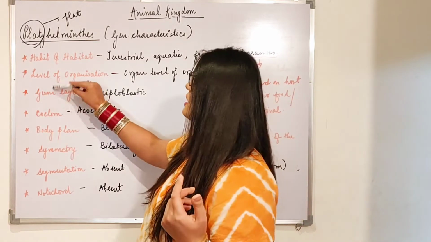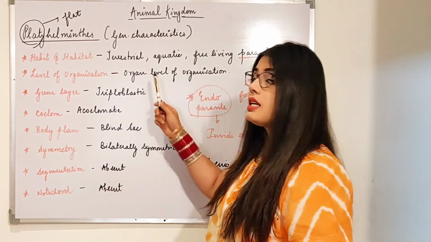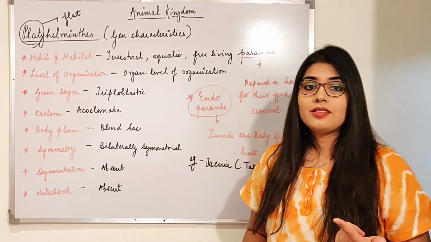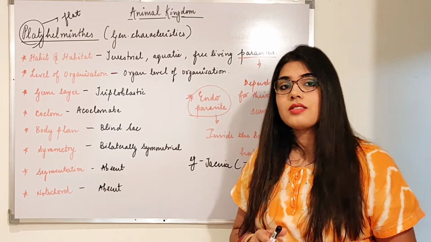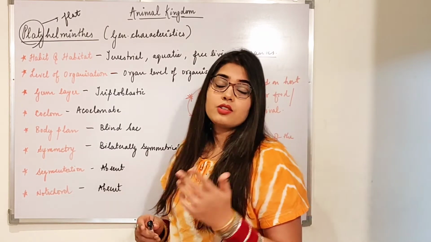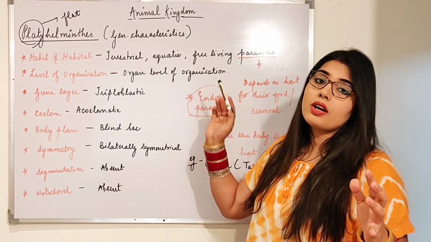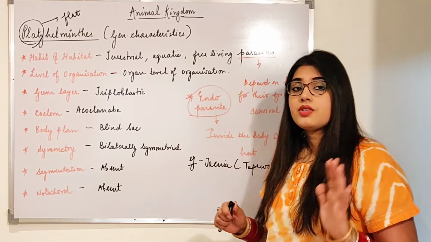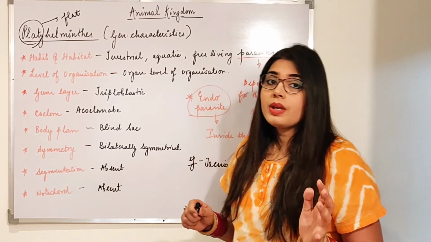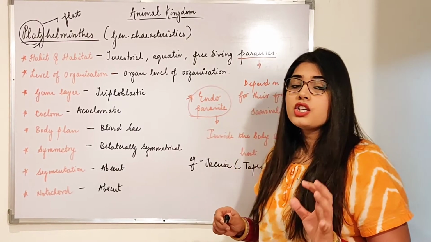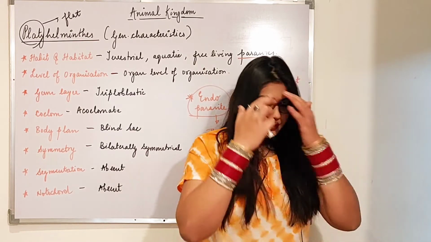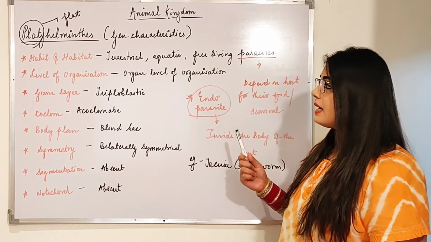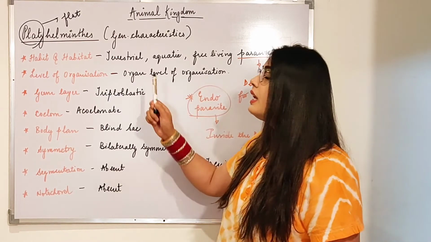Next is level of organization now. So the level of organization here, beta, is organ level of organization. That means in Porifera, what did we see? Cells, right? Just the cells are present. You will say that cellular level of organization is present in Porifera, right? Then we came to Coelenterata. In Coelenterata also what did we have? We had cellular and tissue level of organization, right? So here also, beta, now we come to platyhelminths. In platyhelminths, what is happening? They have organ level of organization.